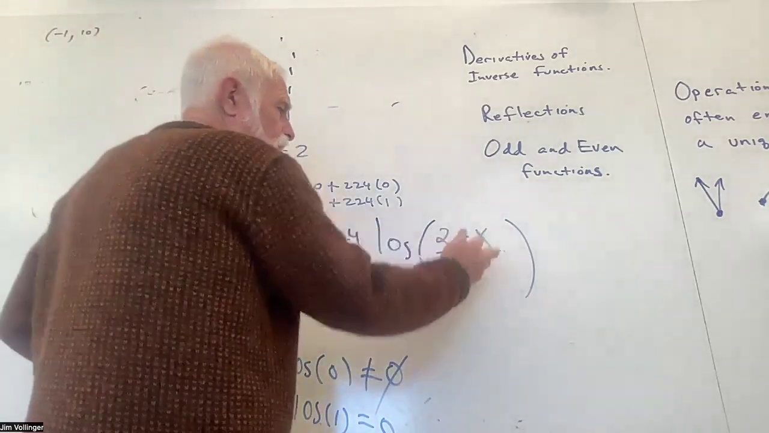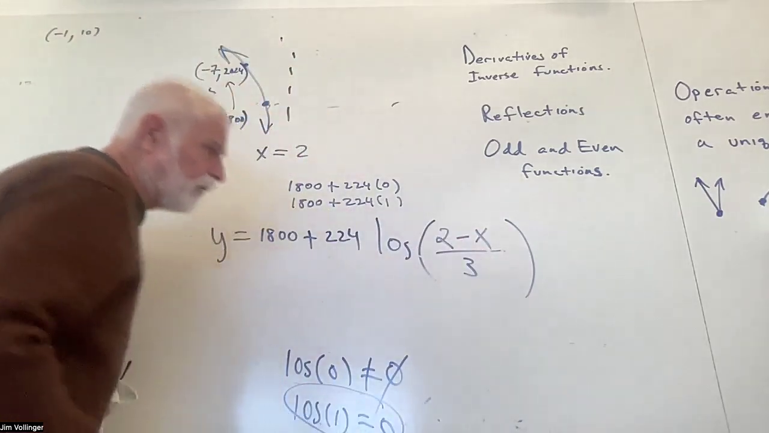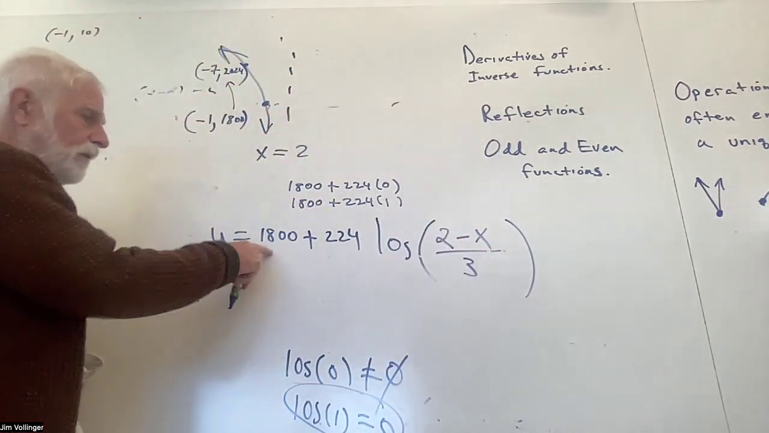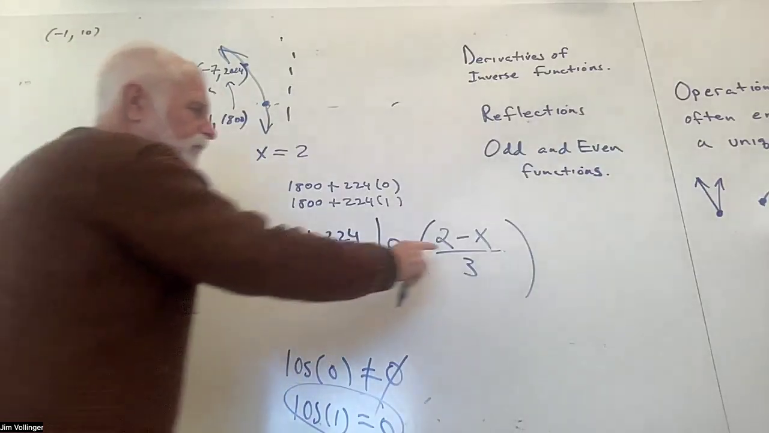2 minus negative 1 is 3. 3 divided by 3 is 1. And we know log of 1 is 0. So that's going to get me 1800 times 0 times 224. Then I'm going to drop in negative 7.